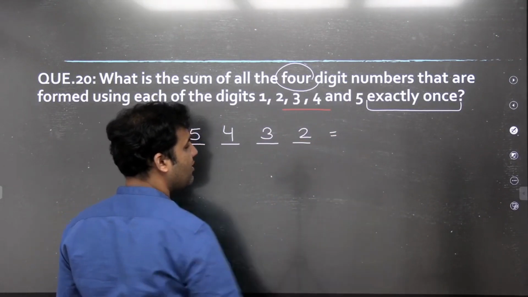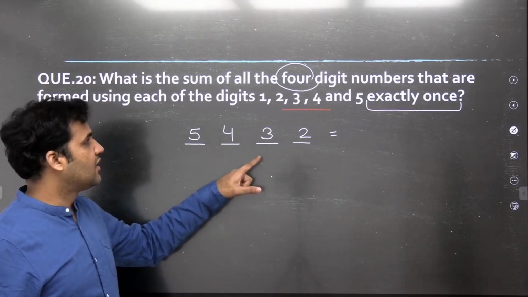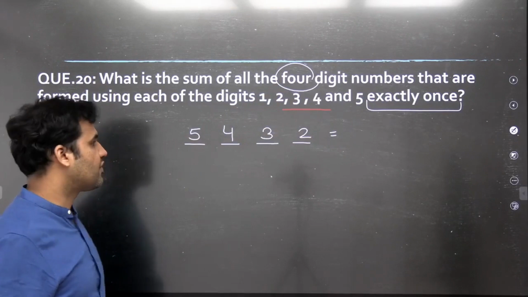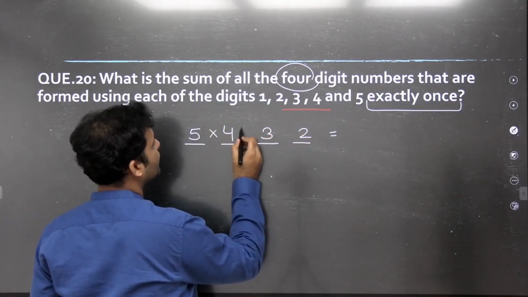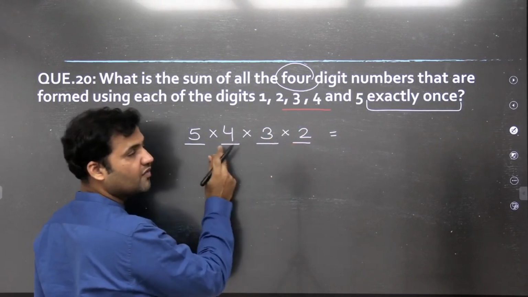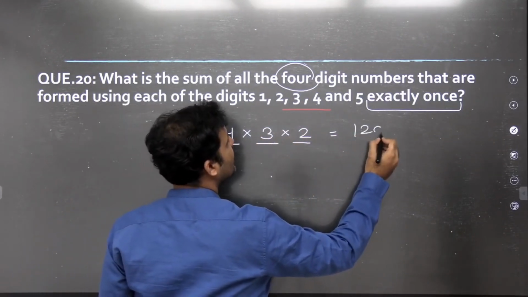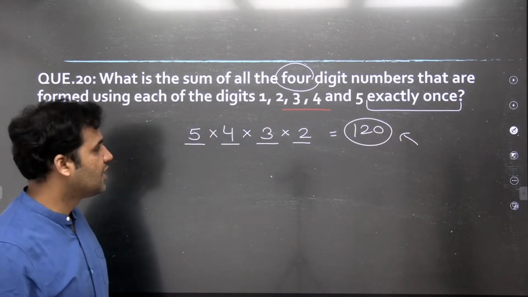So the total numbers that you will be able to make of 4 digits using the digits 1, 2, 3, 4, 5 are 5 into 4 into 3 into 2. The rule of n. 20 into 3, 60 into 2, 120. So these are the numbers that you will be able to make. 120 numbers are being made.